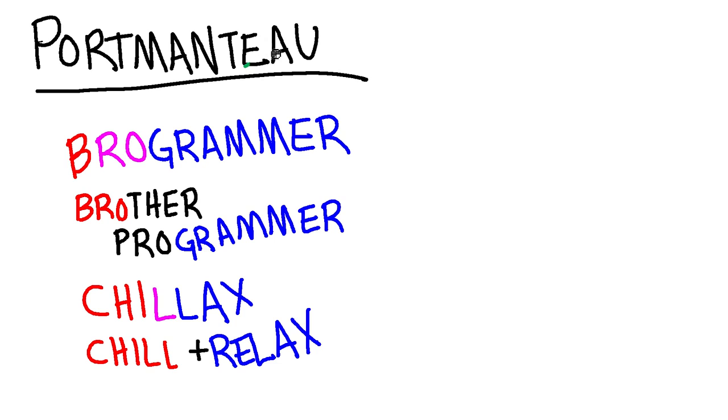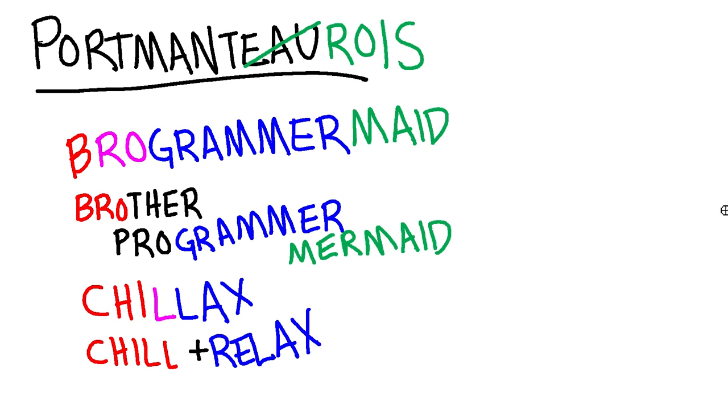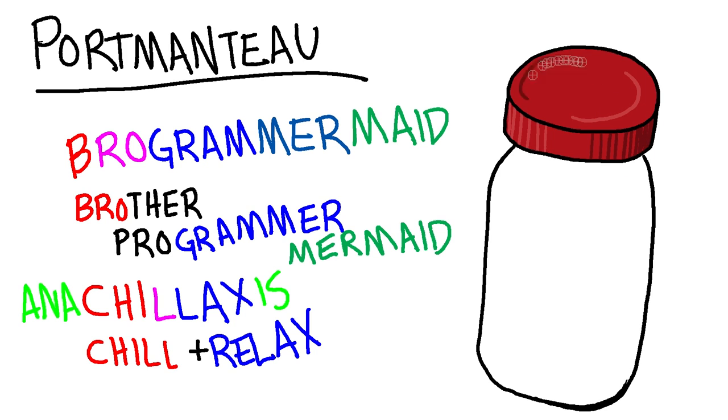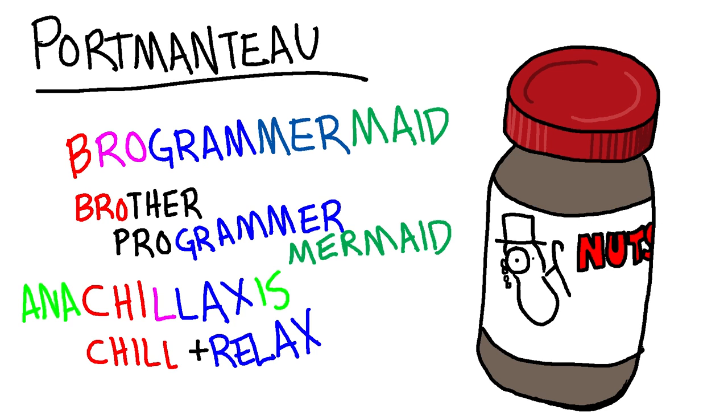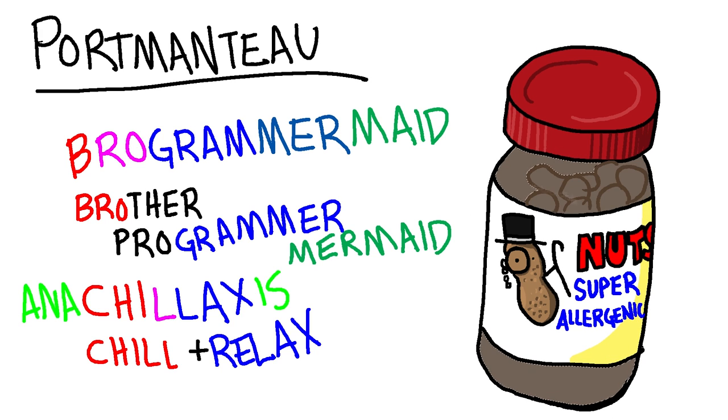We can also generalize a portmanteau, so it doesn't need to be two words. We could have a three-word portmanteau. So we've got, for example, brother plus programmer plus mermaid is brogrammermaid, or anachillaxis, which maybe is like, you just really like your nut allergies, so you're just kicking back on the couch, popping some nuts there.